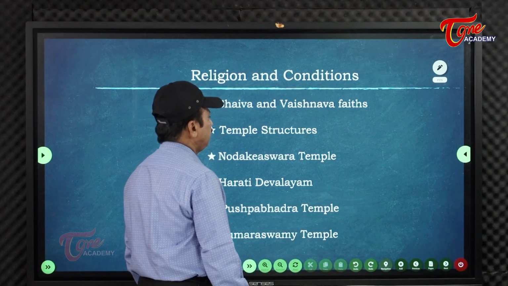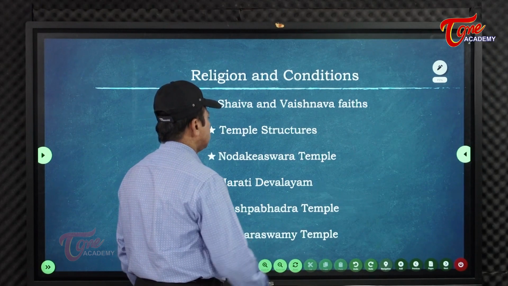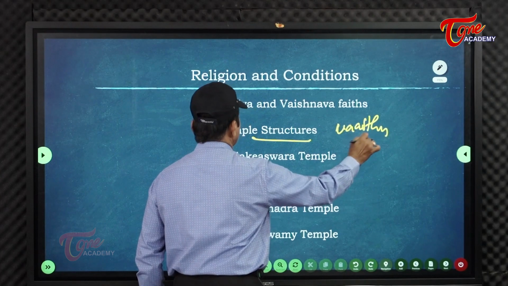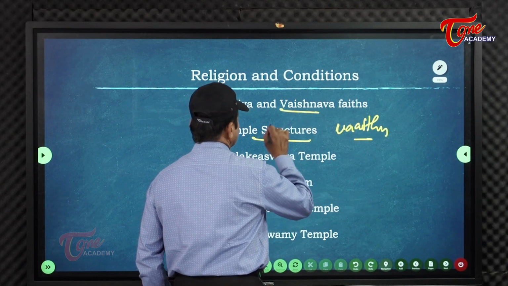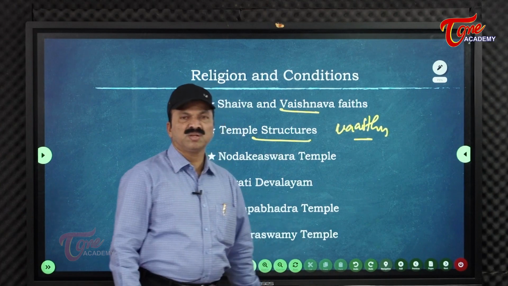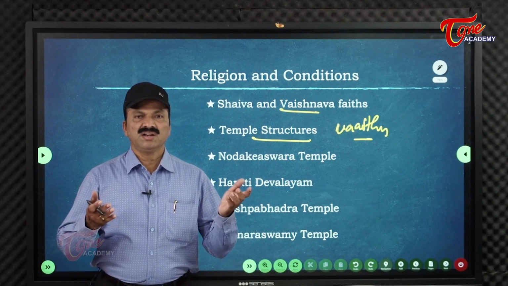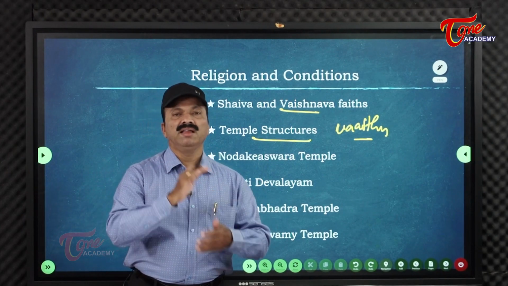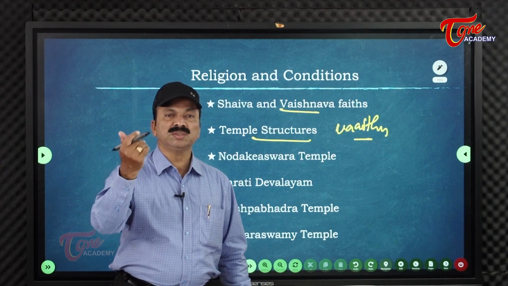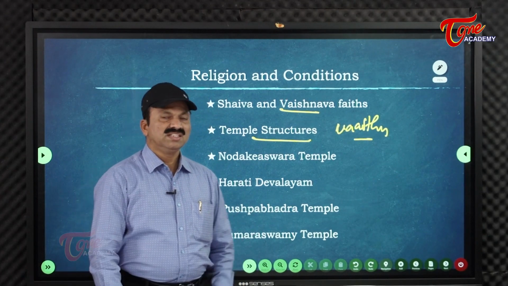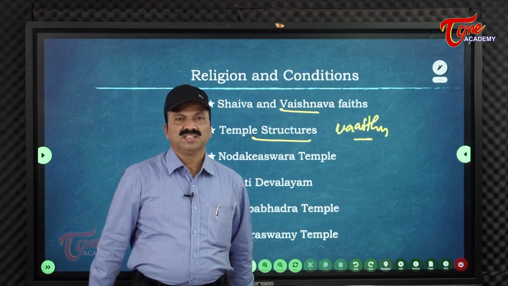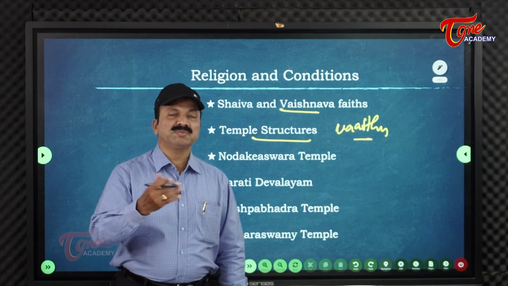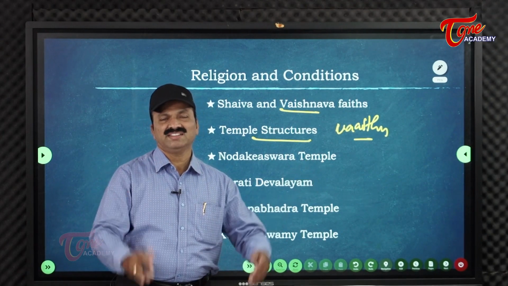Shaiva and Vaishnava faith continued. Temple structure, as we know, came according to Vastu; temple architecture developed according to Vastu only. Shaivism indicates people who start worshipping Lord Shiva, they are called Shaivites. People who start worshipping Lord Vishnu are called Vaishnavites. But Tikkana said that both are the same, Shivaya Vishnuvaya, that Shiva and Vishnu are not different.